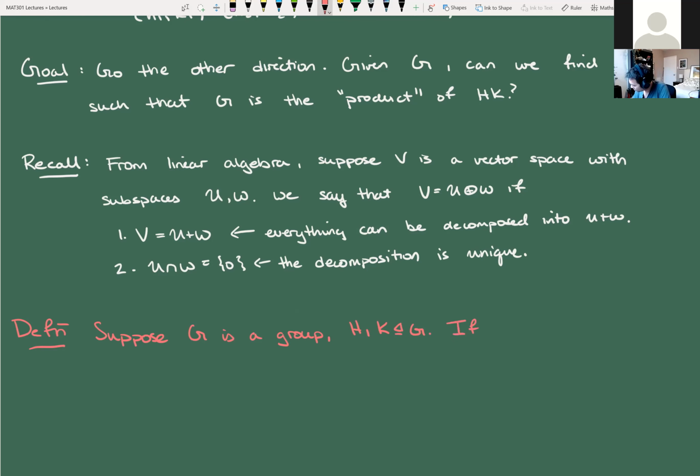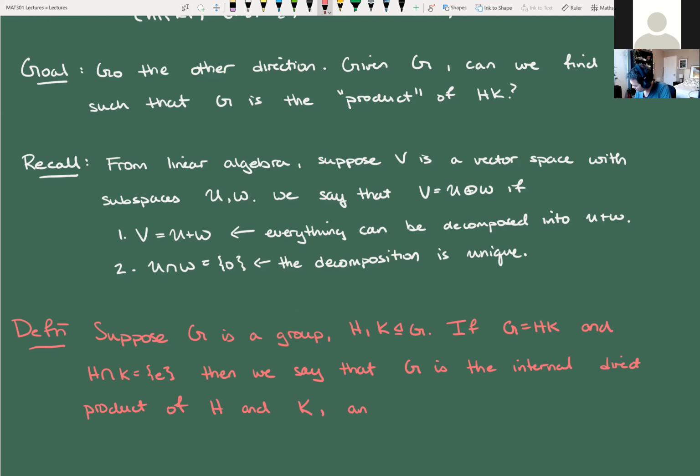So suppose G is a group and H and K are normal subgroups. If G is equal to HK and H intersect K is the identity, then we say that G is the internal direct product of H and K. And we write this as G equals H times K.